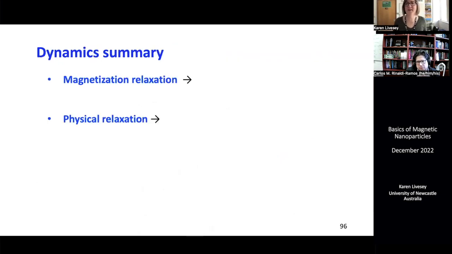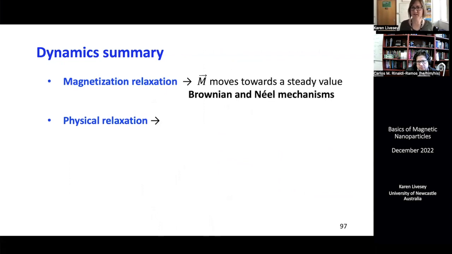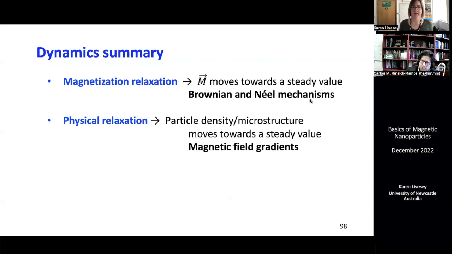Okay, so let's summarize. I've gone on long enough. We've talked about magnetization relaxation, which is when the magnetization M of an ensemble of nanoparticles reaches some steady state value due to Brownian or Néel mechanisms or a combination of both. And then we've talked about physical relaxation, where the particle density moves towards a steady state. And the key to understanding that is to understand the presence of magnetic field gradients, whether it's external field gradients or field gradients from neighboring particles.